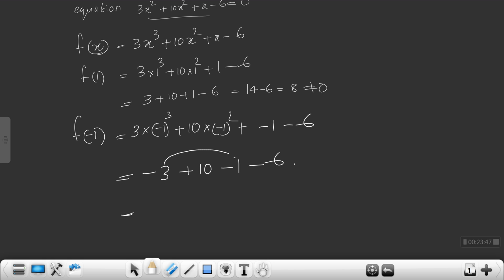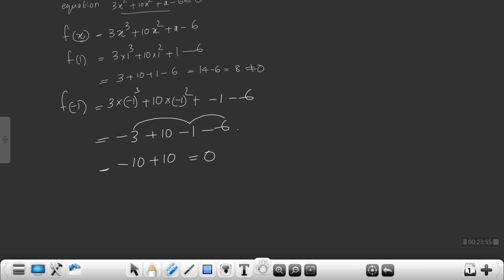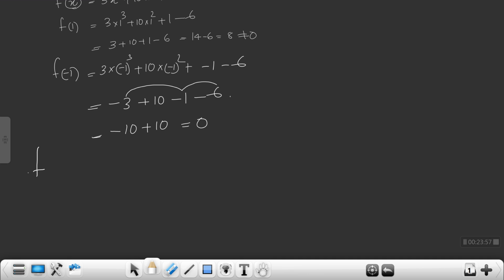That is negative 3, negative 1, negative 4, negative 4, negative 6, negative 10. That is negative 10 plus 10 is equal to 0. Here we got f of minus 1 is equal to 0. Therefore, x plus 1 is a factor.